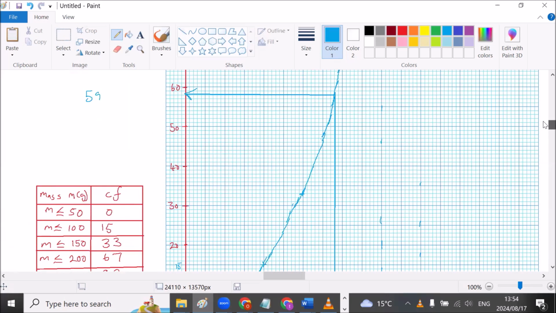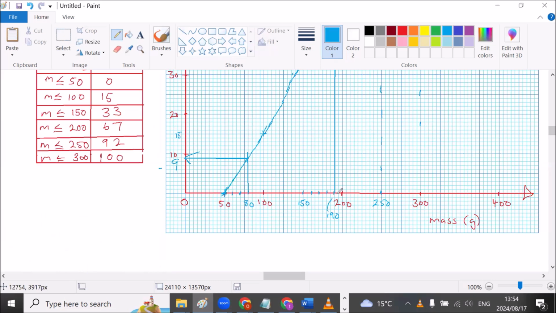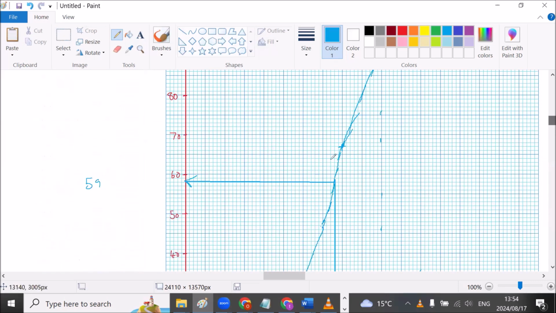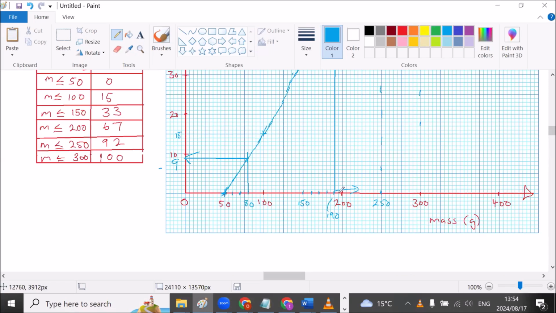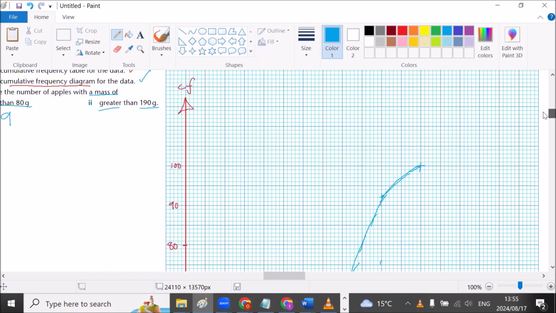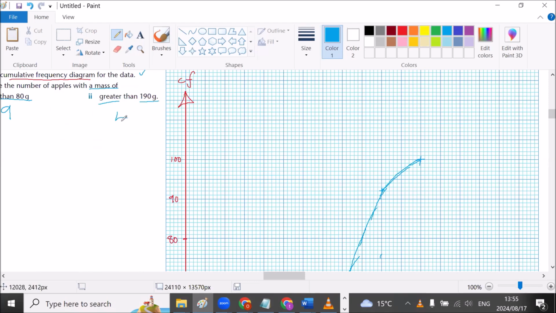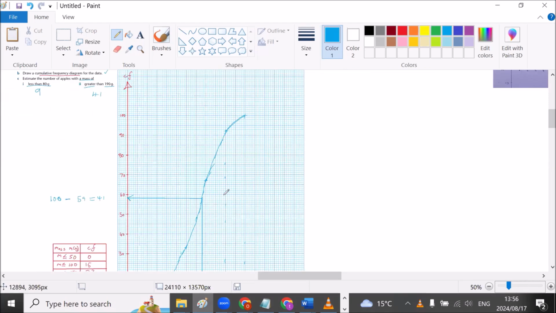Now, this graph tells us that 59 are below 190. We want those above 190. So we will say the total 100 minus 59. Then we get 41. So we are saying an estimate of 41 apples is above 190 grams. So here we can say 41. So that is how we use a cumulative frequency diagram.